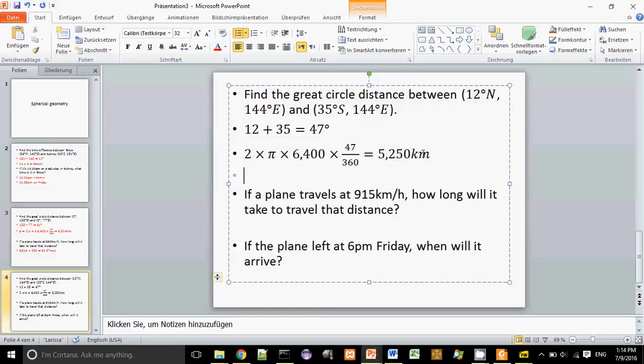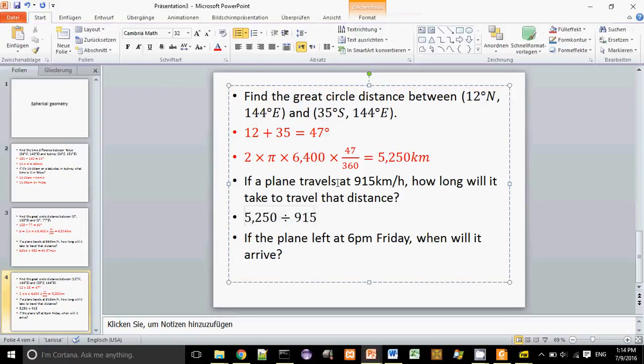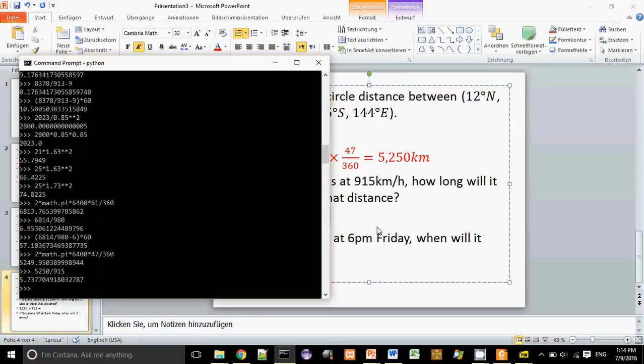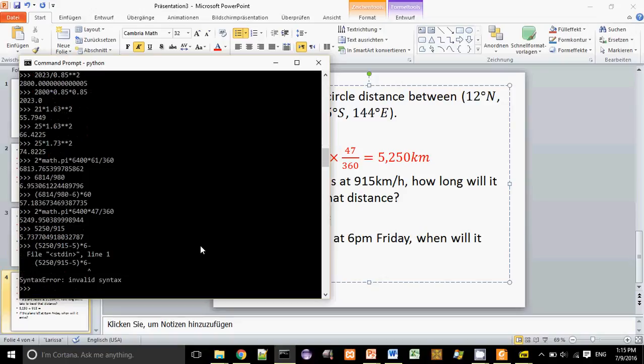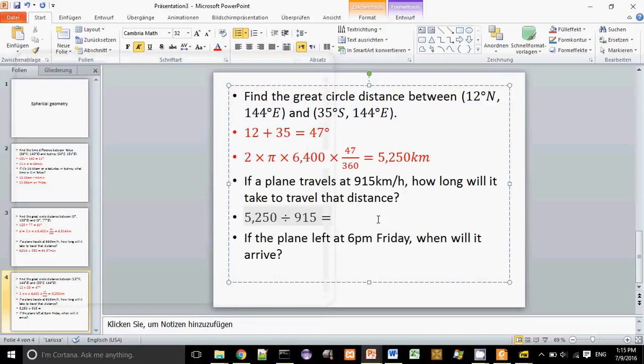It's called Great Circle because it goes all the way around the Earth. Just remember. If a plane travels at that speed, how long will it take? We just divide. It should be a little bit more than 5 hours, might be 6 hours or something. Let's figure out what that equals. Over 915, so 5.73. Again, I'm going to do my trick. So 5 hours and 44 minutes.